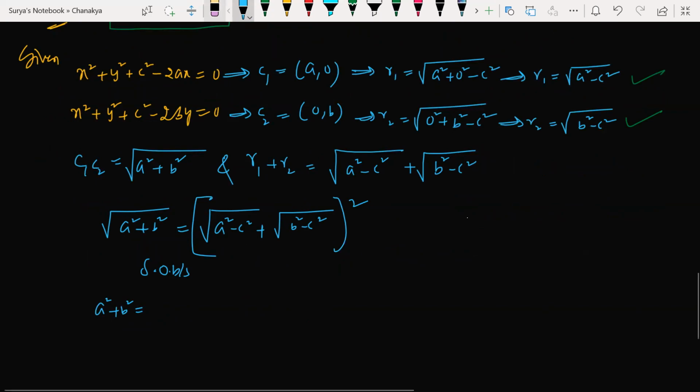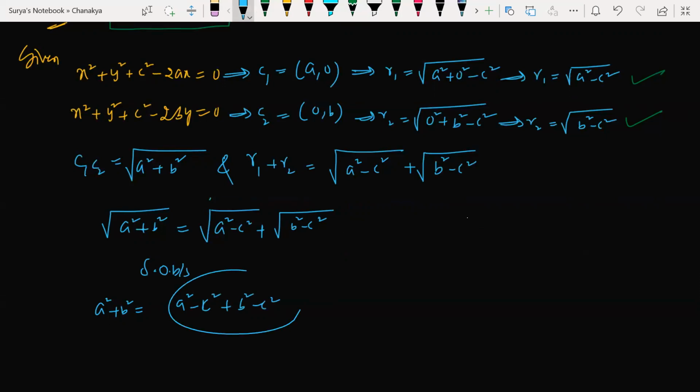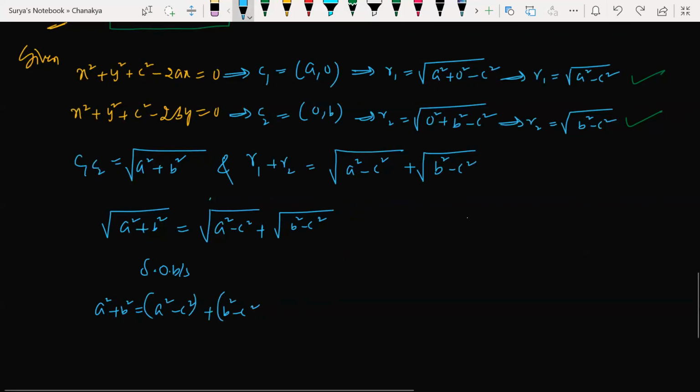Make sure that many students make a mistake here. What they write here is the wrong way of writing. You have to make the whole thing square. If you make it all square, what happens? a square plus b square. This is my a and this is my b, so plus 2 times a and b. In fact, square root here. Am I right? Yes.